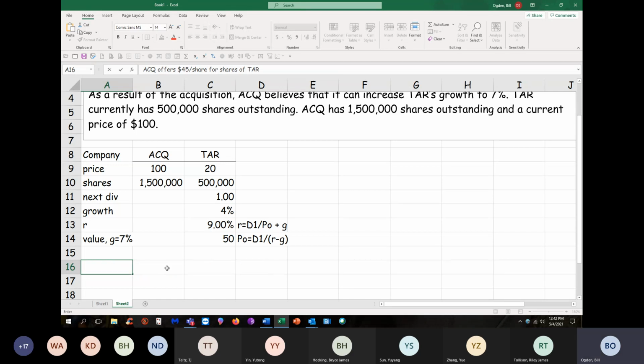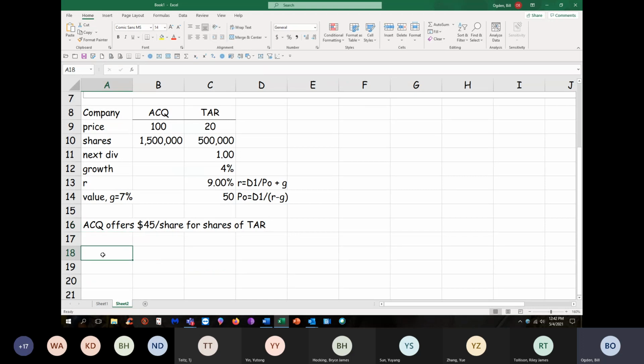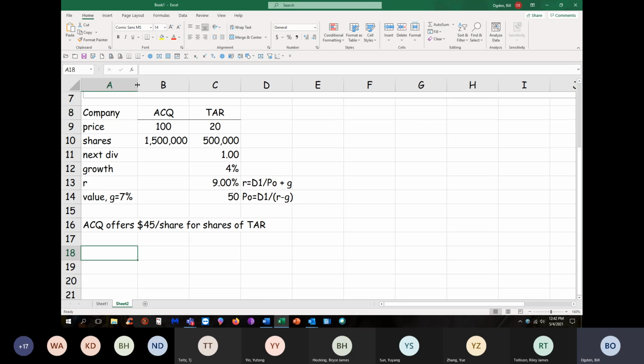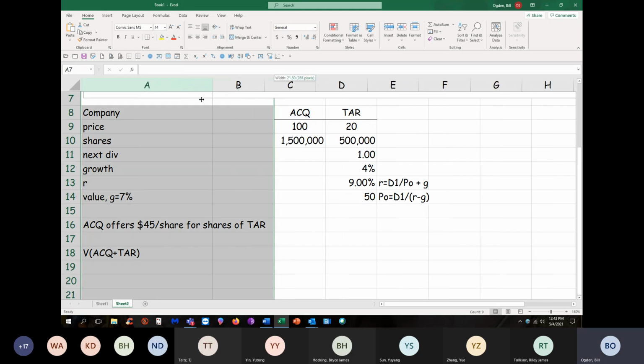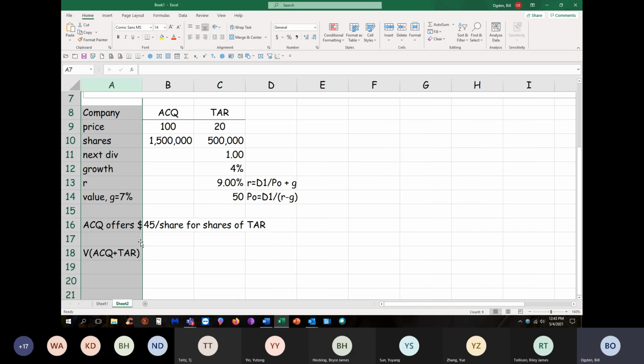So we'll go through. If you want to follow this kind of analysis in your book, this is how they do it. And I don't have any issue with it. There's some things that we can do in addition to what's in the book, and we'll get to those. But their notation is this. They say V, and then ACQ plus TAR. In other words, they have both the companies inside the parentheses. Okay, so that's the value merged.